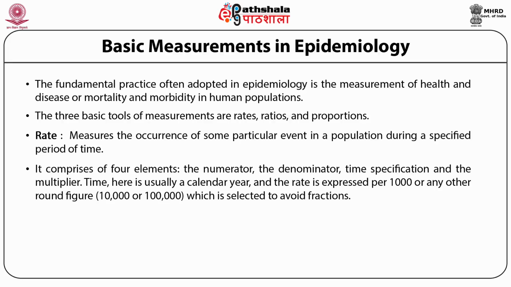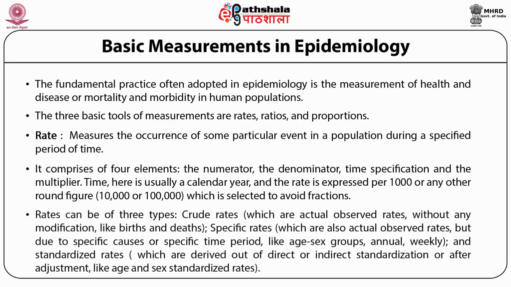Now, the time here is usually a calendar year, and the rate is expressed per thousand or any other round figure, say for example 10,000 or 1 lakh, which is selected to avoid fractions. Now, these rates can be further of three types: crude rates, which are basically the actually observed rates without any modifications. Like, what are the examples of crude rates?